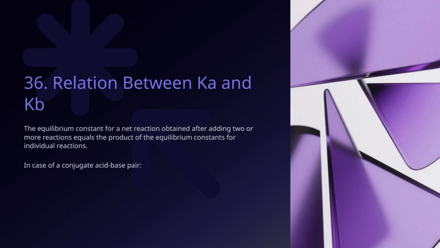Now, connecting this to our broader theme, it highlights how acids and bases are interconnected through their equilibrium behaviors. Specifically, the relation between Ka and Kb is fundamental. Ka measures the strength of an acid, while Kb measures the strength of its conjugate base. These two constants are mathematically linked, and understanding this relationship helps us predict how acids and bases will behave in different environments. So, in essence, grasping how these constants relate not only deepens our understanding of acid-base chemistry, but also provides a powerful tool for predicting reactions and their extents.